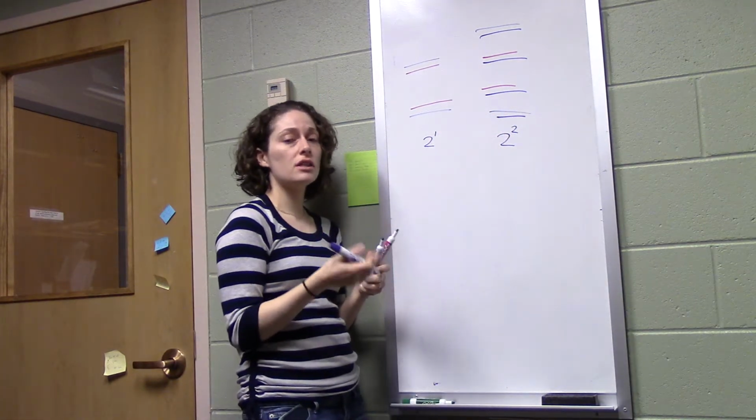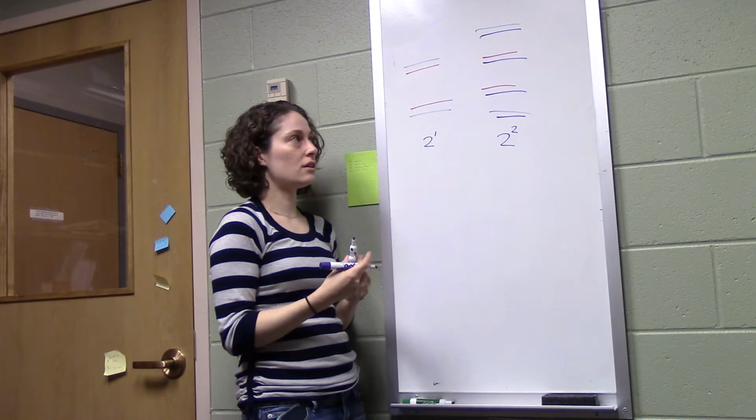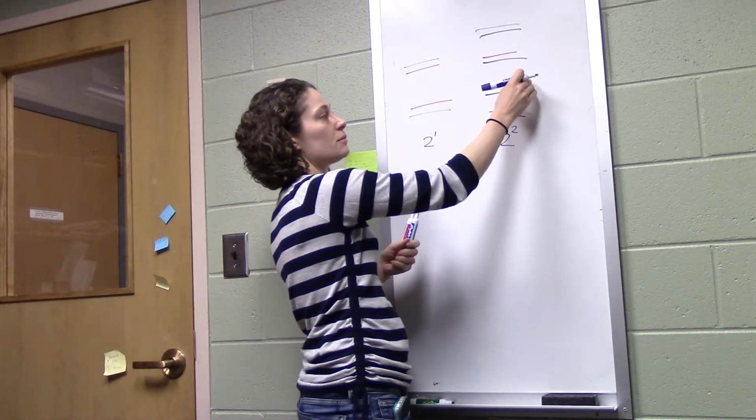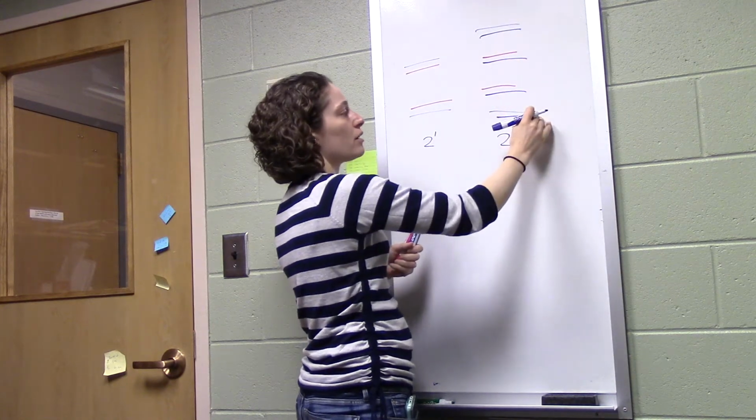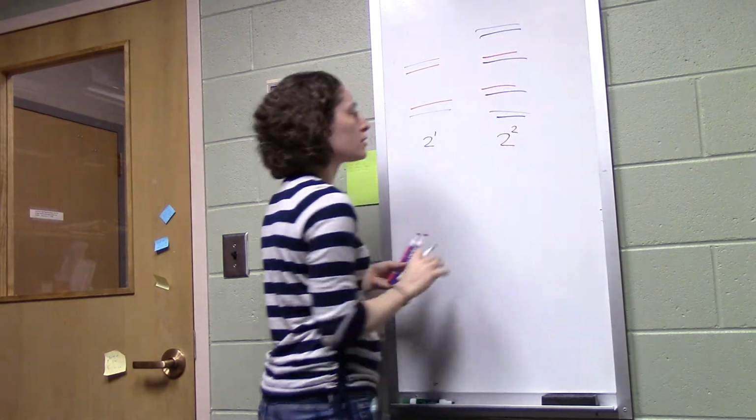PCR always ends with the extension step. It never ends with a denaturation step because you want to end up with double-stranded products. They're much more stable in your test tube. So we always talk about number of products in terms of double-stranded products, okay?